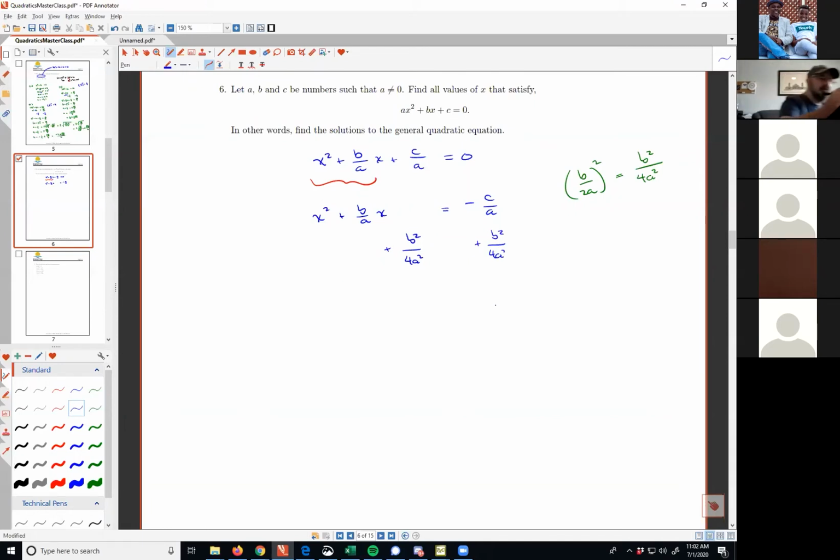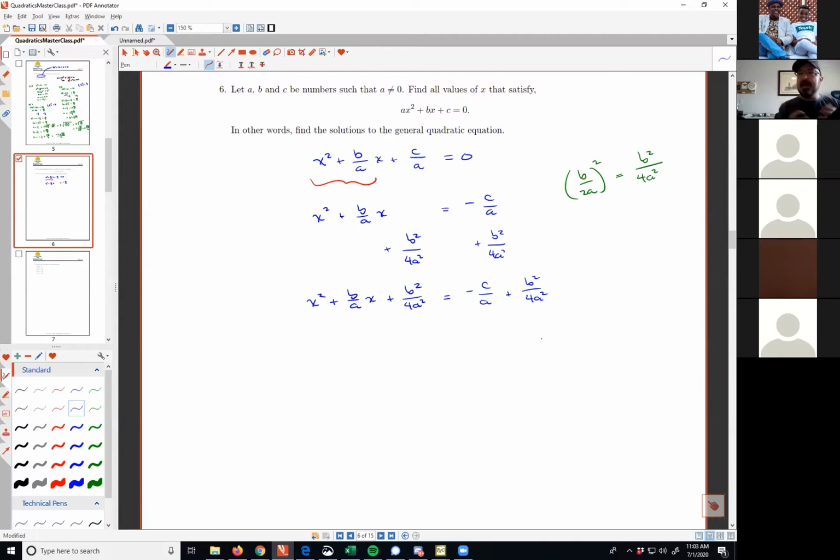So on the left-hand side, we get x squared plus b over a x plus b squared over 4a squared. And on the right-hand side, we get minus c over a plus b squared over 4a squared. I would like to write that with just one common denominator, but we'll do that in a moment.